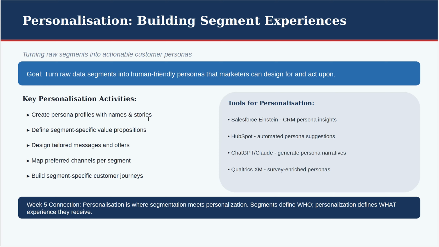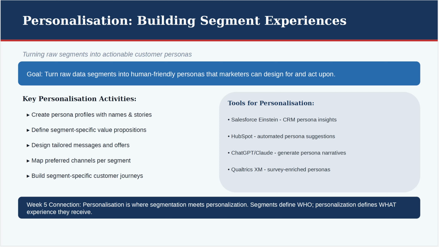You create the persona profiles and their stories, define segment specific value propositions. We tailor messages and we tailor offers. Some may prefer one channel as compared to the other one. So email, some prefer email, some prefer text, some prefer advertisement, some prefer letters. So we map preferred channels per segment, and then we build segment specific customer journeys.